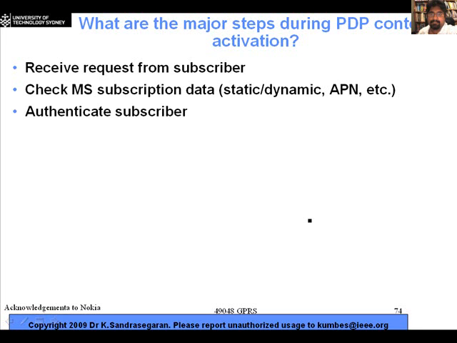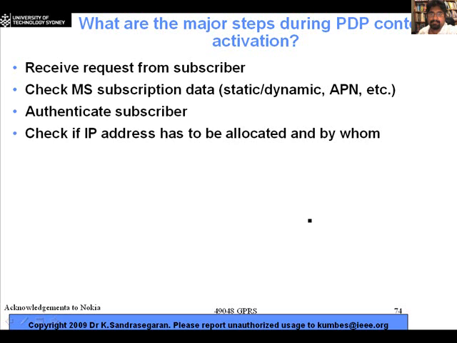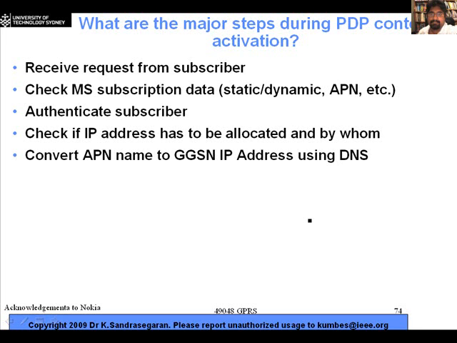So the next thing that you have to do, just as in GSM, is authenticate the subscriber. So it goes to the authentication center, and it brings the authentication vector, and then it does the RAND challenge, and based on the signed response that it receives, it authenticates the subscriber.